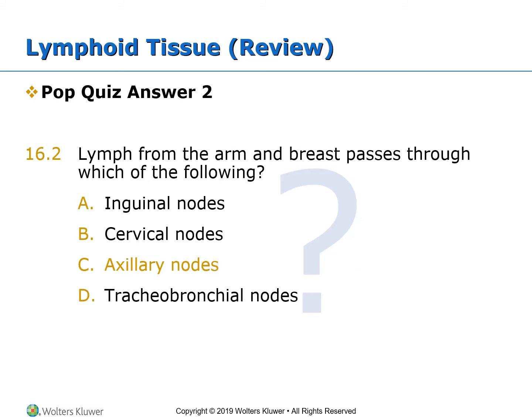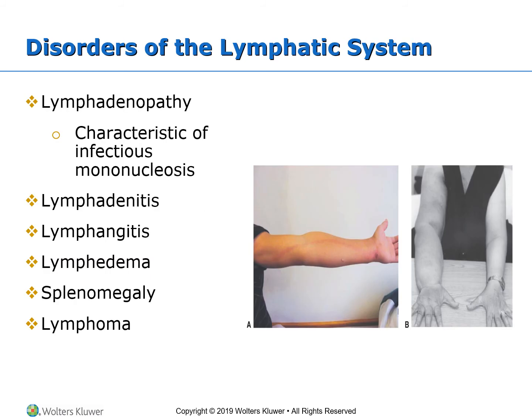Axillary nodes are those nodes that will drain the lymph from the arm and the breast. Disorders of the lymphatic system will include infections, edema, and tumors associated with the system. We'll start by discussing the inflammation processes, not necessarily all "itis"; all inflammations of the lymphatic systems will be infections.